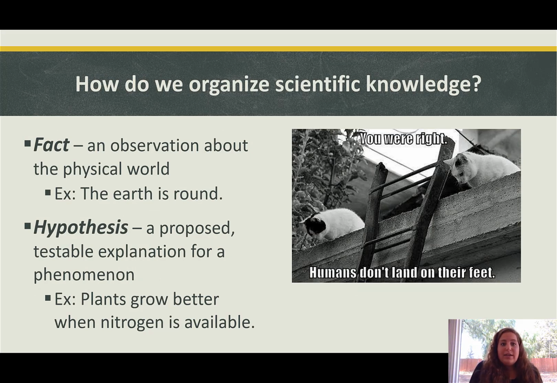So how do we organize our scientific knowledge? You can have facts and hypotheses. That's how we're going to start this one. A fact is an observation about the physical world. The earth is round. The lemon is yellow. The tree is tall. Those are all facts. A hypothesis is a proposed testable explanation for a phenomenon. So if I ask the question, why is that tree taller than another one? Well, a hypothesis could say that tree is taller because it's older or it gets more nutrients. It's a proposed explanation, and it's something I can test. I can go into a lab and measure it and see how what I change affects it.